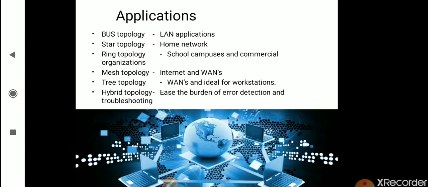Next is the hybrid network topology. Hybrid network topologies may be adopted to ease the burden of error detection and troubleshooting, or we can use them to allow a network to be scaled in size more easily. They can, however, lead to undue complexity and increased cost for sure. So that's all regarding the different types of topologies and the application areas of topologies.